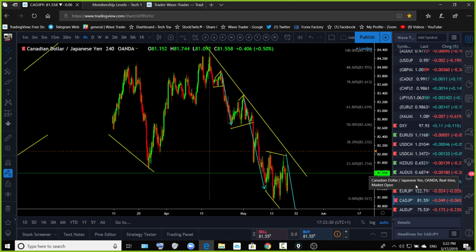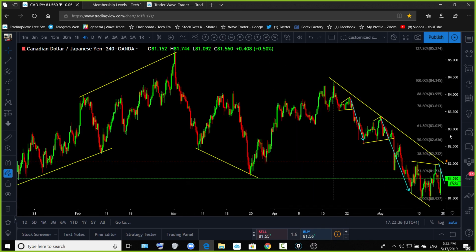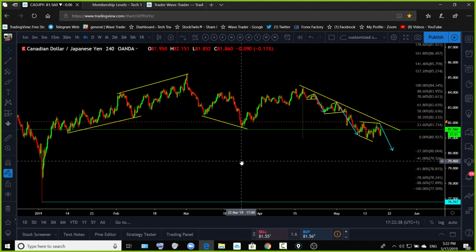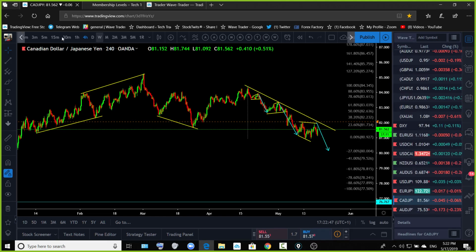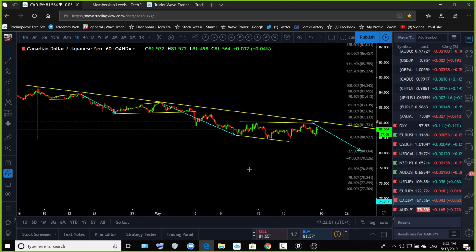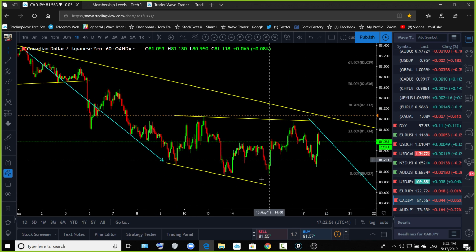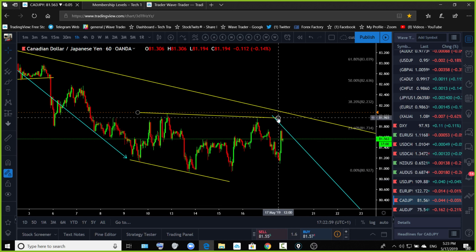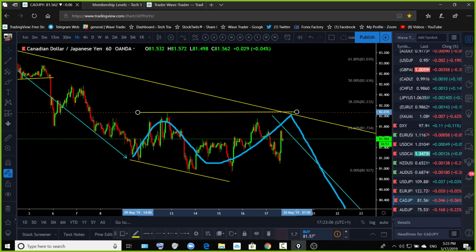Similar analysis on this pair. So continuation, this expanding triangle to continue to go lower. I'm going to show you almost similar analysis on the yen pairs. This expanding triangle to continue to go lower.